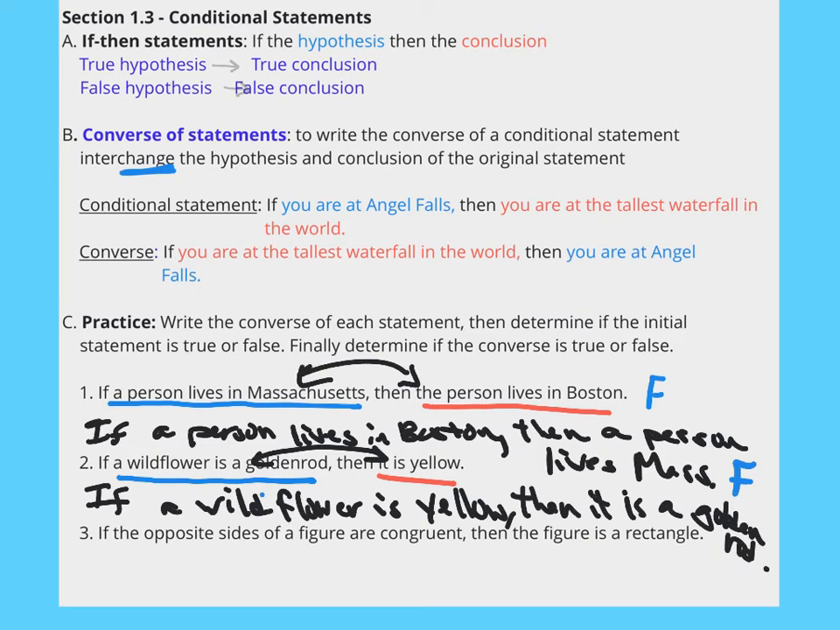So for the initial statement, if a wildflower is a goldenrod, then it is yellow. That is true. Goldenrods are yellow. If we look at the converse statement, if a wildflower is yellow, then it's a goldenrod, that's going to be false. It could be a goldenrod, but it could be another wildflower.